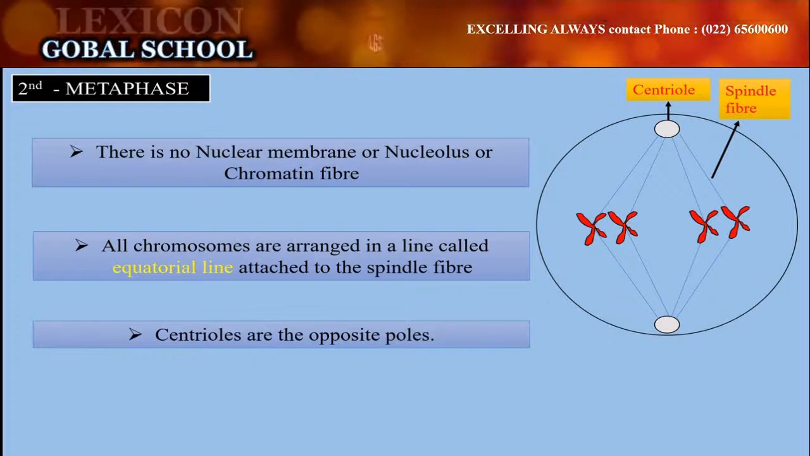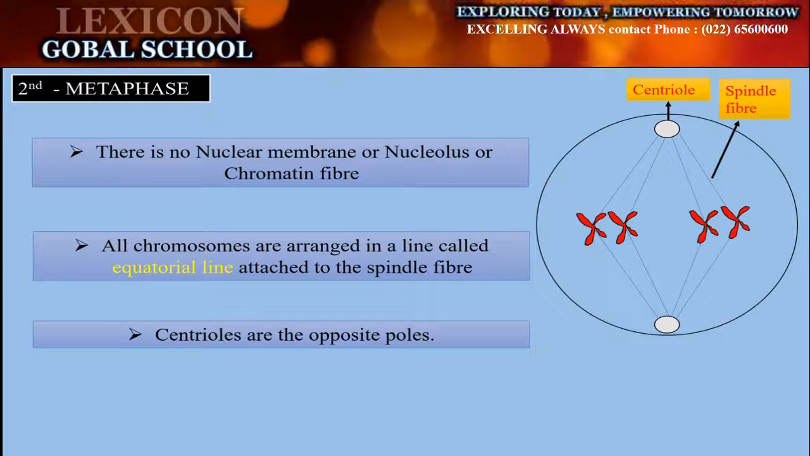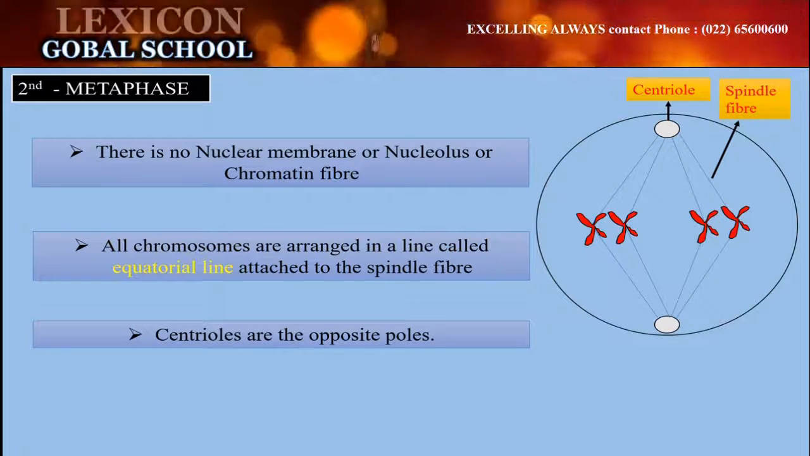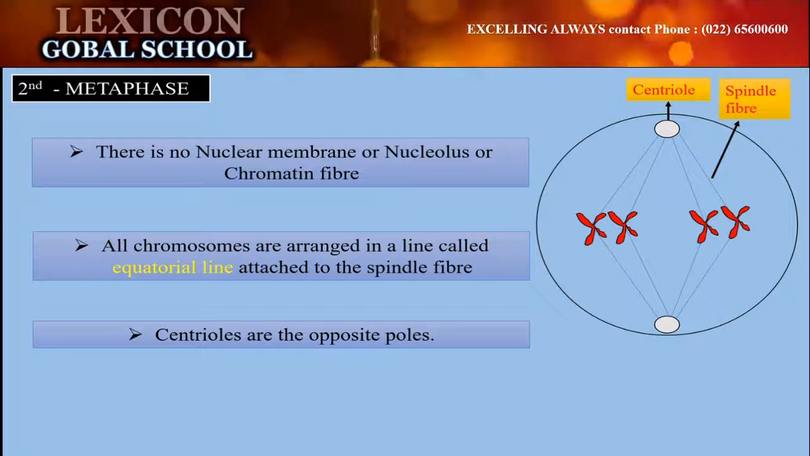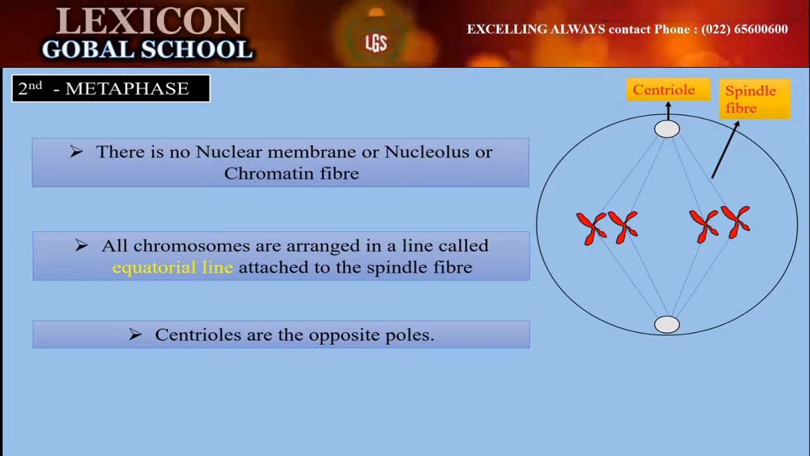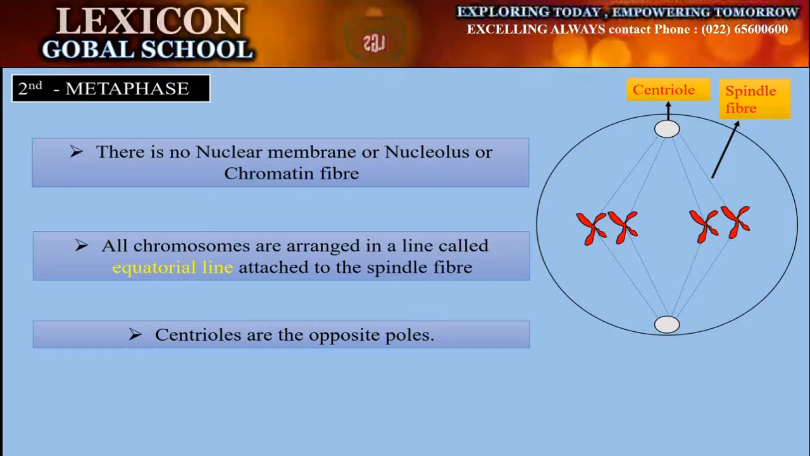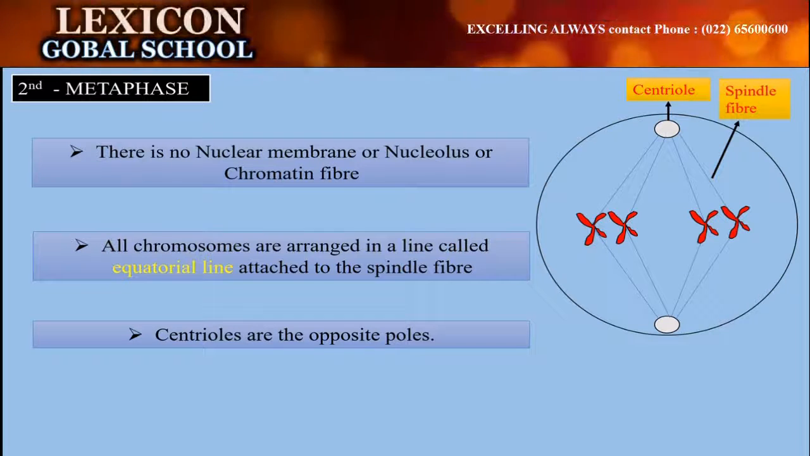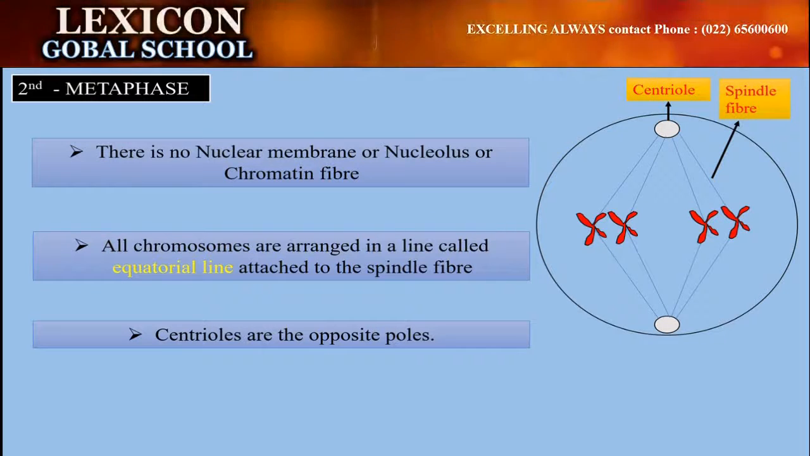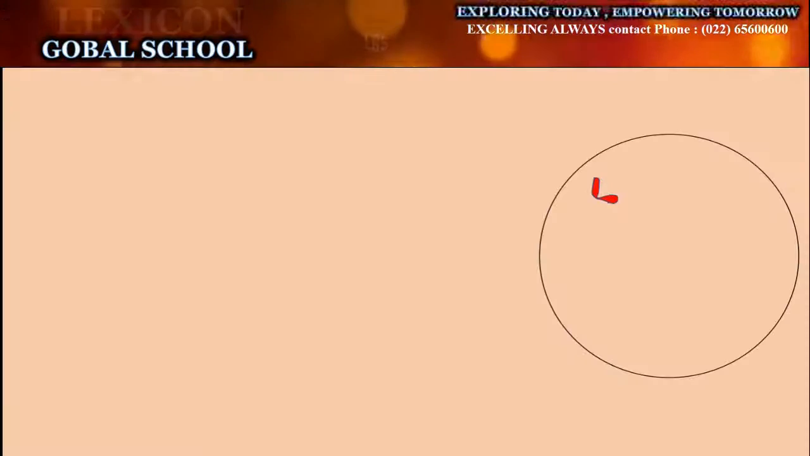That means when, in prophase, chromosomes have been completely developed and the nucleus and nuclear membrane have disappeared, we directly start with the metaphase stage. In metaphase, the centrioles go to the opposite poles and spindle fibers are formed, wherein the chromosomes start settling on the equatorial line. As soon as these chromosomes are placed on the equatorial line, anaphase comes into the picture.